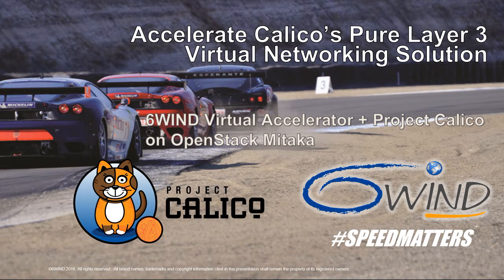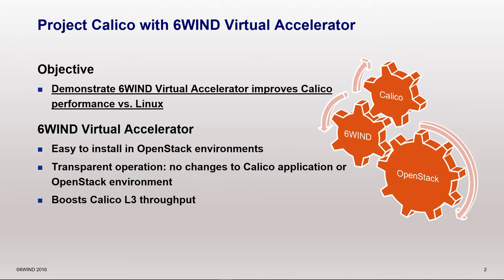Hello and welcome to the 6WIND demonstration that shows how OpenStack environments benefit from integrating 6WIND Virtual Accelerator with Project Calico's Layer 3 virtual networking solution. We demonstrate the performance gain by comparing Calico performance with 6WIND Virtual Accelerator versus standard Calico and Linux.